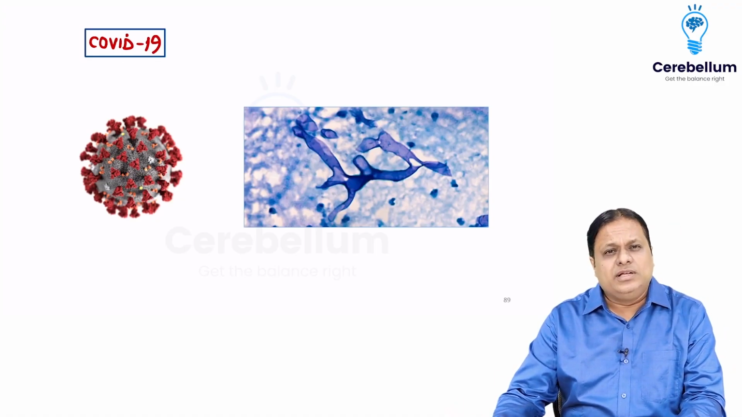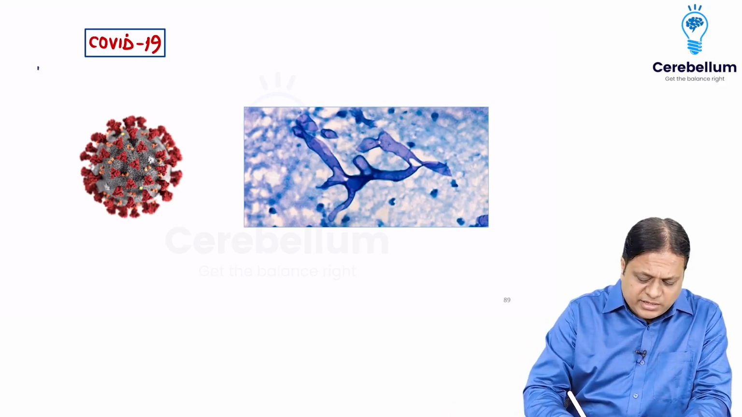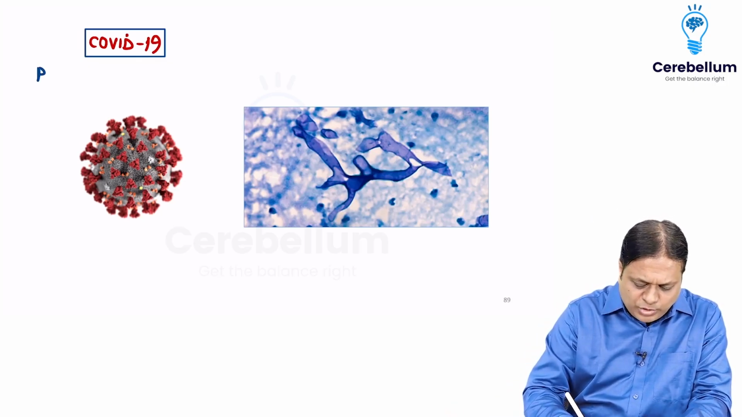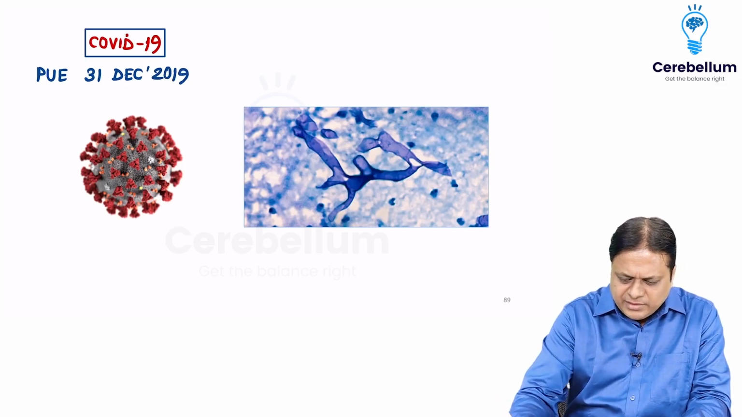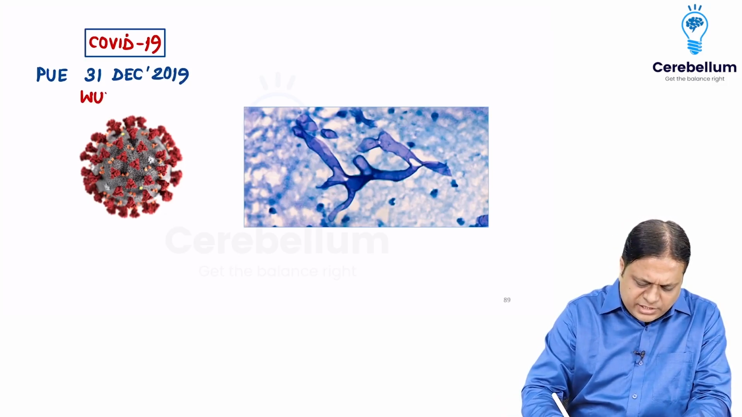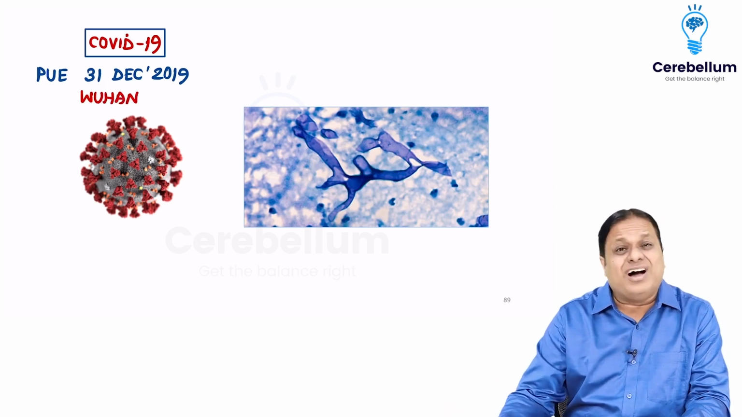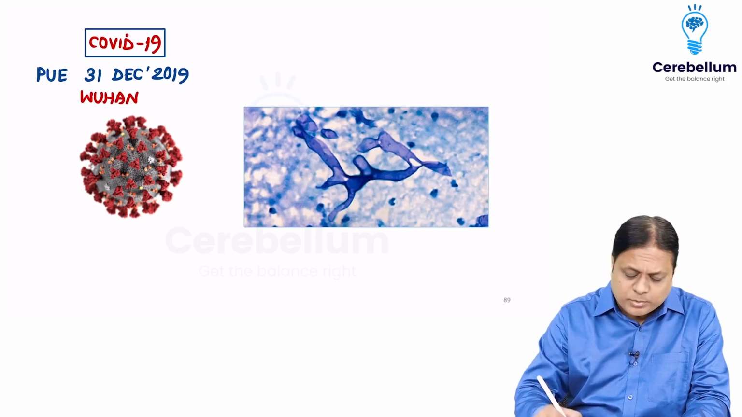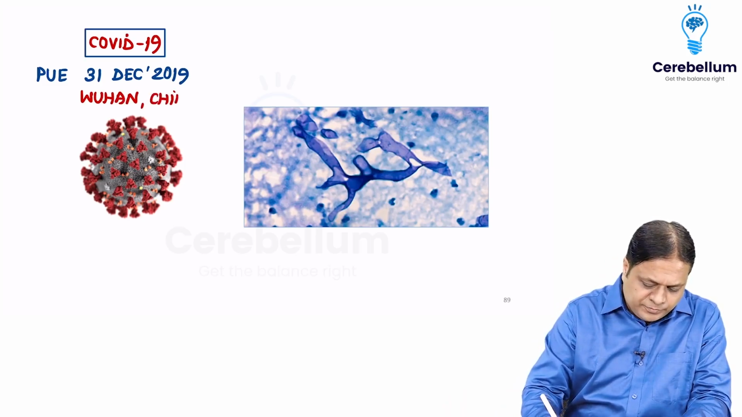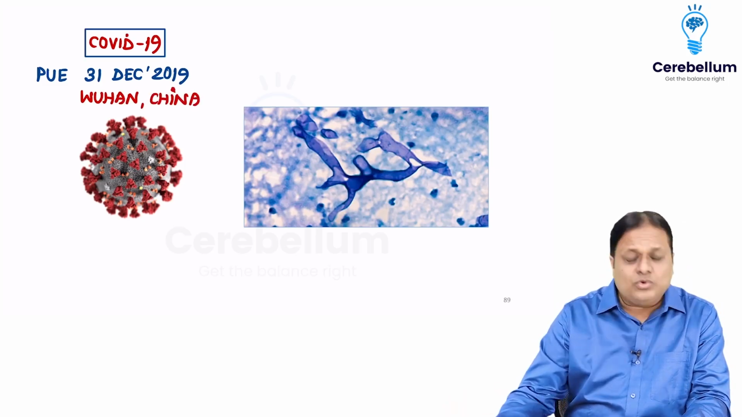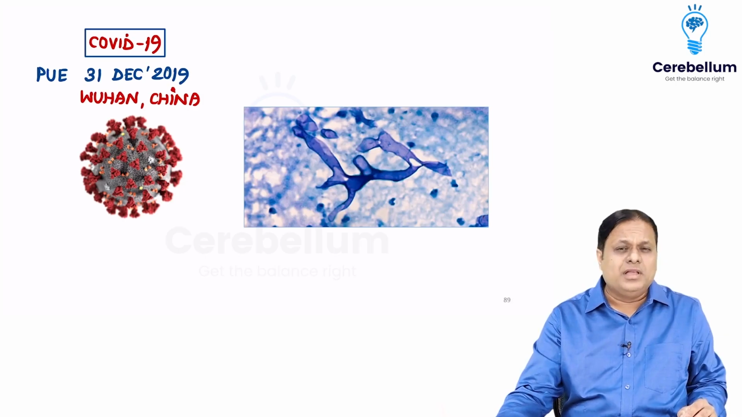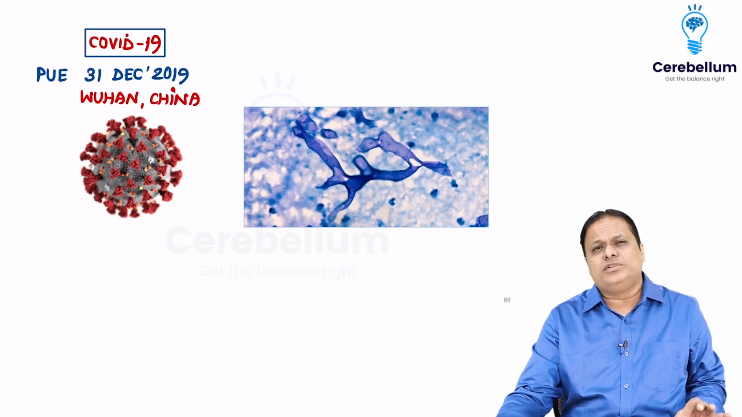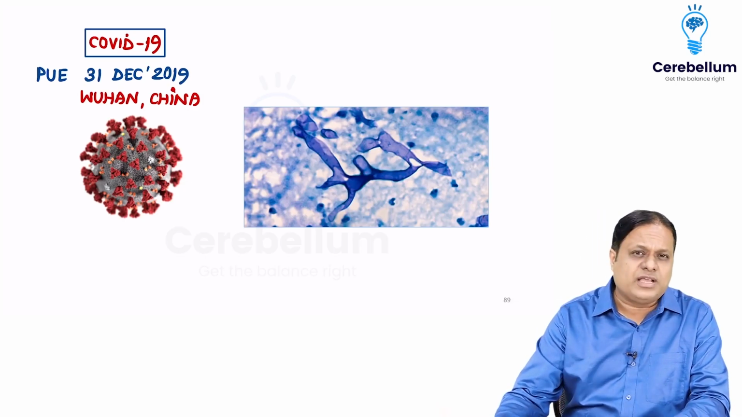COVID-19, when we look, this was earlier reported as pneumonia of unknown etiology on 31st December 2019 by Chinese authority from Wuhan city, Hubei province, China. Then it spread to other countries of the world slowly and became a global pandemic. In India, it was reported for the first time from Thrissur district of Kerala.